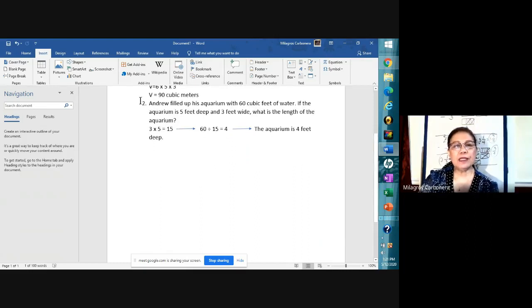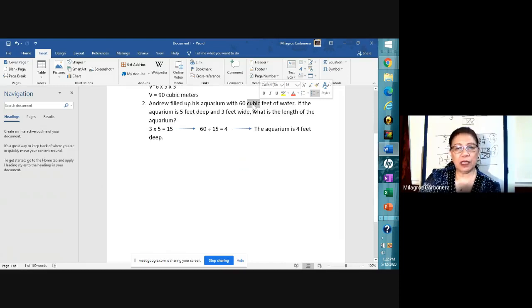Number 2 says, Andrew filled up his aquarium with 60 cubic feet of water. Filled up meaning to say it's full, okay? If the aquarium is 5 feet deep and 3 feet wide, what is the length of the aquarium? Okay. Now, since it says filled up, meaning to say the 60 cubic feet here is the volume. The word cubic gives you an idea that that is the volume, okay?